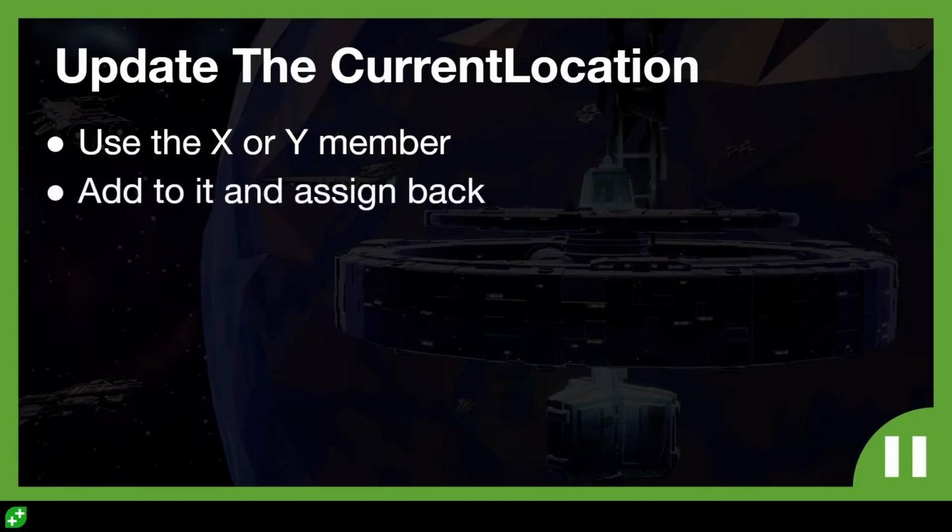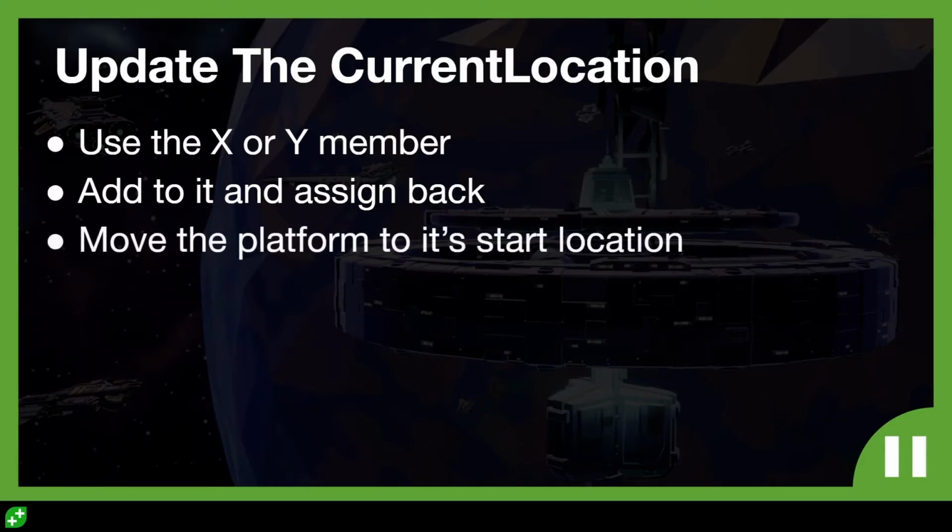Then you can add to it and assign back into the member, as we've been doing previously, to update our moving platform's location. So add 1 or 2, depending on how fast you want the platform to move. And then move the platform to its start location, because now we don't have that member variable to tell it the start location. We're actually using the current location. So wherever you place that platform, that is where the platform is going to start from. And then I'd like you to compile and test your code and see if it's moving as you'd expect. Pause the video and have a go.